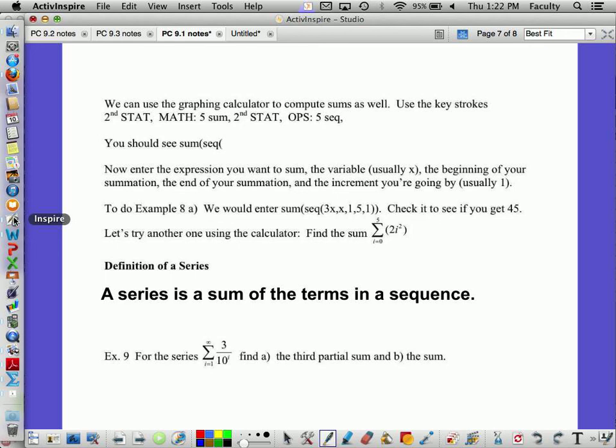So it first says in letter A, find the third partial sum. So I need to tell you that a partial sum means you're starting with the bottom index and going that many terms. So if I want the third partial sum, that means I'm doing 3 over 10 to the first plus 3 over 10 to the second, but I know that's 100, and I have 3 over 10 to the third. That's called the third partial sum. Well, that's 0.3 plus 0.03 plus 0.003. That's 0.333.